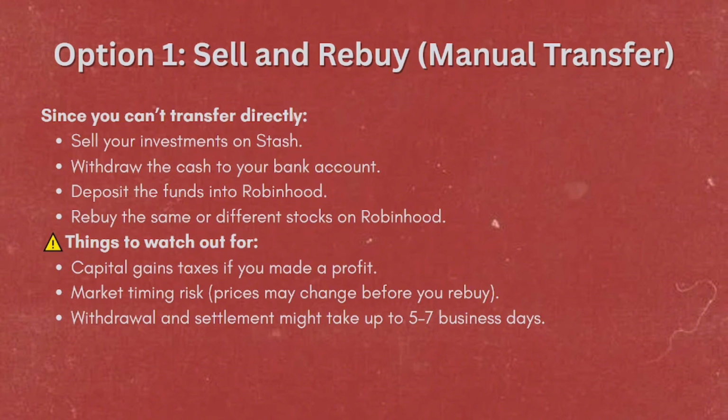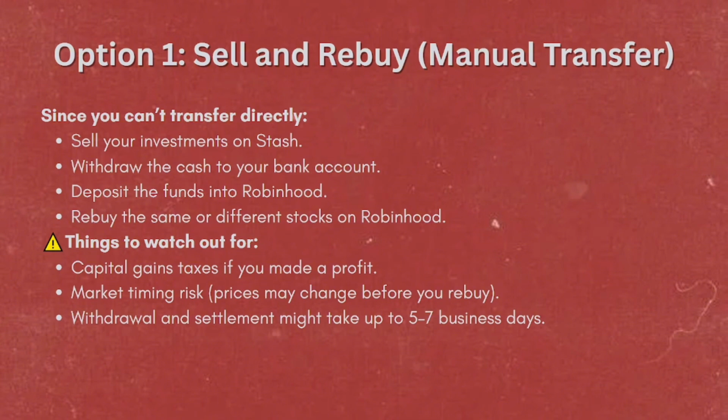Let's start with option number one, which is to sell and rebuy. This is a manual transfer. Since you can't transfer directly, you can sell your investments on Stash, then withdraw the cash to your bank account, and also deposit the funds into Robinhood, and then rebuy the same or different stocks on Robinhood. So these are the things that you have to watch out for.